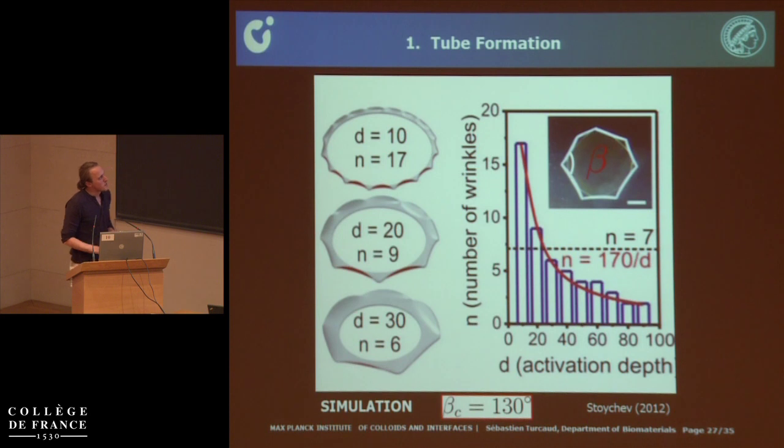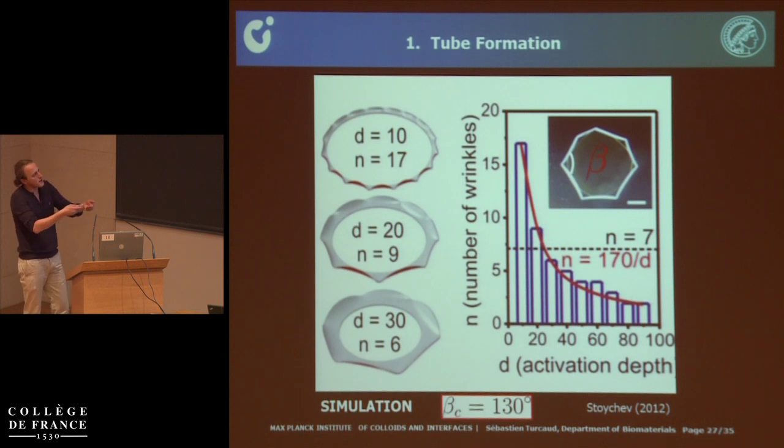So the tube formation. Here on the left, you see an Abaqus finite element simulation of a crown that is constrained on the inside, where the red part, the bottom part, is expanding isotropically, and the top part is just passive, elastically resisting it. D is the dimension of the size of the crown. And we see that as we increase the size of the crown, the number of wrinkles, N here, is actually decreasing.